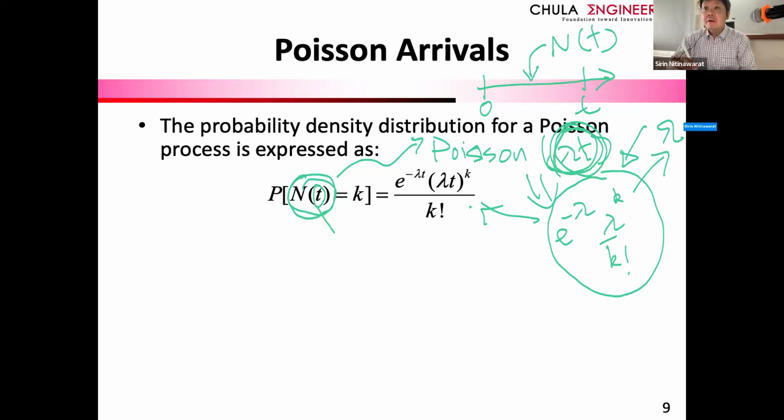But because here we have lambda T, the mean for N of T is lambda T, right? So what do you think lambda should represent then? Notice how this mean scales with T, okay? So let's say you increase T twice, what should happen to the mean of N of T? Yeah, it goes up linearly, right? So then what should represent lambda?